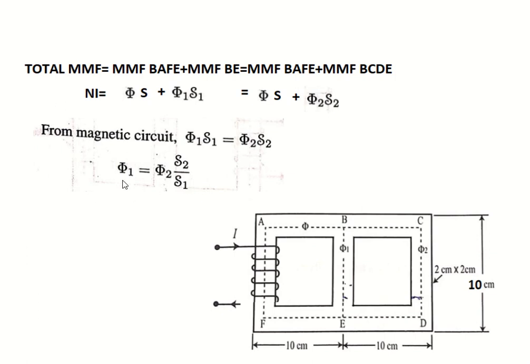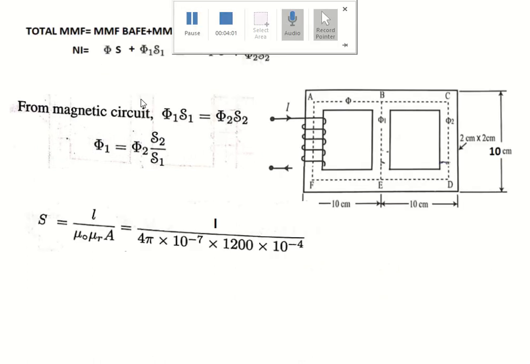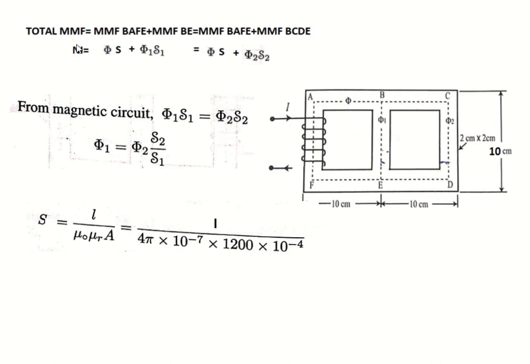So what is phi 1? Phi 2 into S2 by S1. So this is the equation required for finding the current. What is your question? Your aim is to find the current through the winding. That is, this magnetizing current is your aim. So N into I equal to, either you use this equation or you use the second equation.